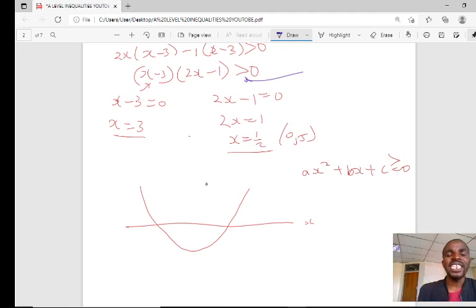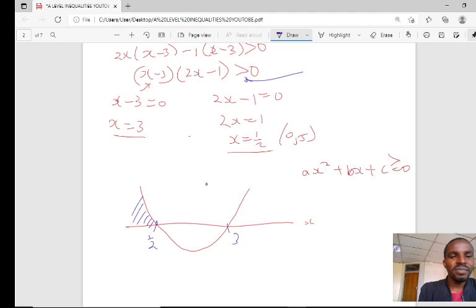So in this case, it's greater than. Right, so on this part, you put your lowest value, the critical value, in this case, it's minus half. On this part, you put the 3, that is the bigger one. Then after that, you shade the area that is above the x-axis.